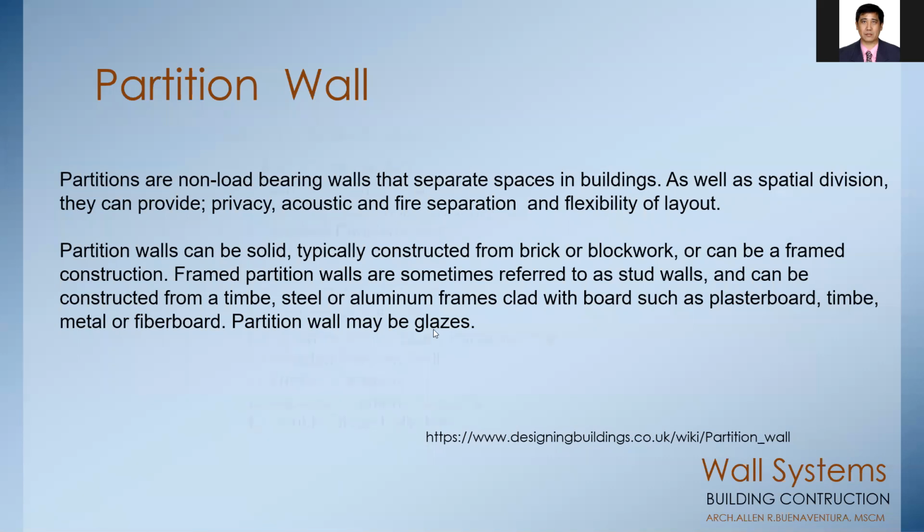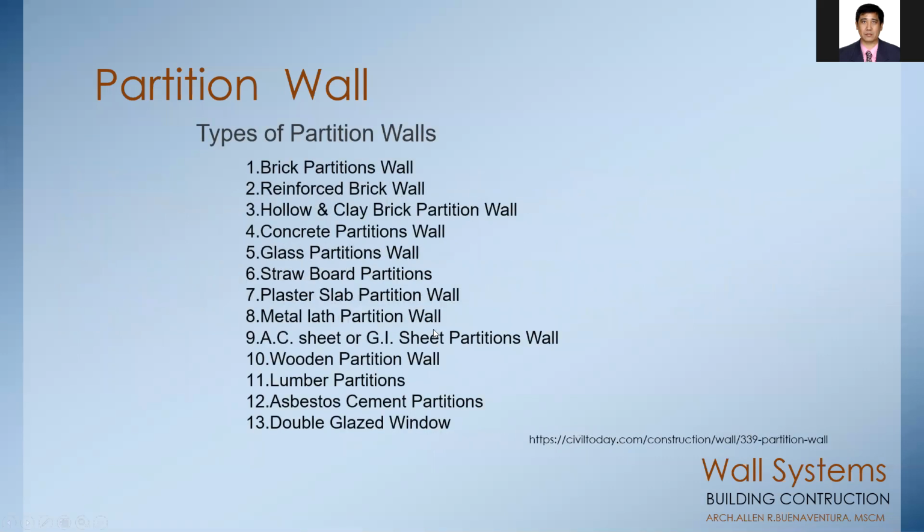We have different types of partition walls. These are 13 types of partition walls: the brick partition, reinforced brick partition wall, hollow and clay brick partition wall, concrete partition wall, glass partition wall, straw board partition wall, plaster slab partition wall, metal lath partition wall, AC sheet or GI sheet partition wall, wooden partition wall, lumber partition wall, asbestos cement partition wall, and double glazed partition wall.